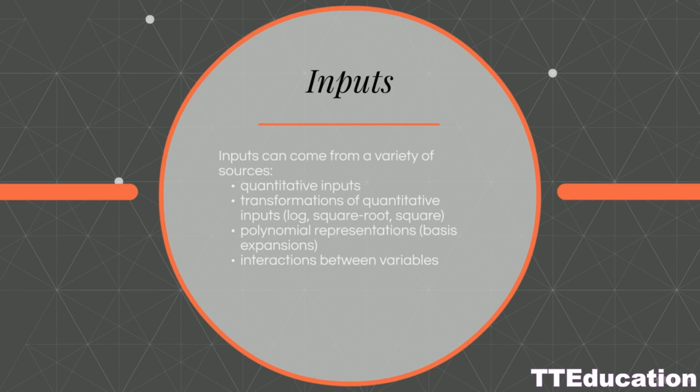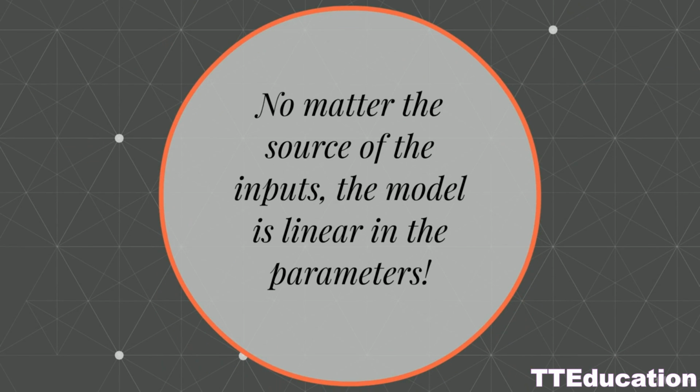So we're also going to have inputs, and these inputs can come from a variety of sources. Previously, we've looked at just the example of quantitative inputs where it's directly coming from our training data. However, we can also have transformations of quantitative inputs such as the log, square root, or square, polynomial representations such as basis expansions, and we can also have interactions between variables. We're not going to dive into this in too much detail yet because in video 5 we're going to talk about these things, specifically basis expansions and regularization. But just know that our inputs don't necessarily have to be the training data specifically. They can be variations of that data. So no matter the source of the inputs, the model is linear in the parameters. That is the assumption that we are making going into this linear regression task. We are assuming it's either linear or linear models are a good approximation.